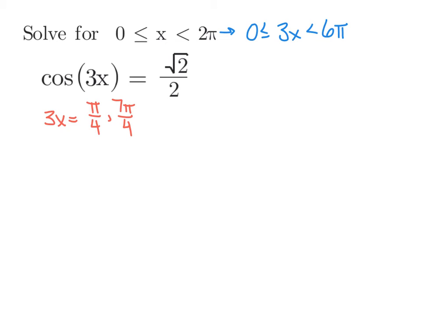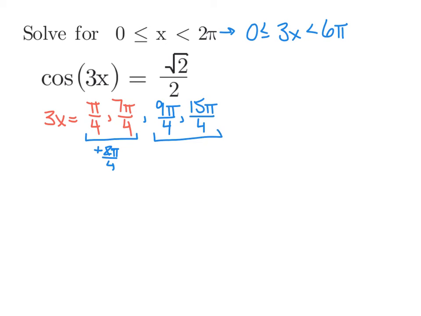That's the first trip around the circle. So we have to take both of those and go around the circle one more time. So to each one of those, I'm going to add another 2 pi. So remember, 2 pi is 8 pi over 4. So when we add 8 pi over 4 to each of these, we'll get 9 pi over 4 and 15 pi over 4.